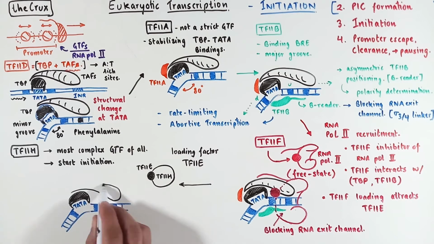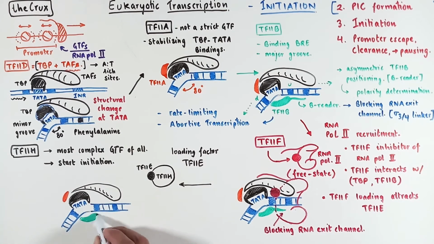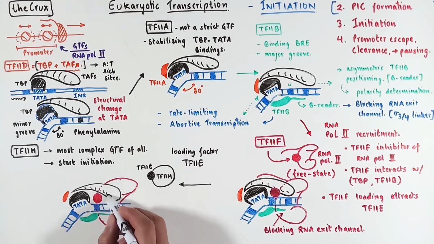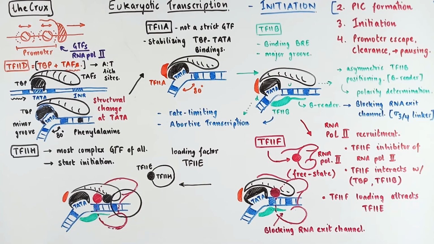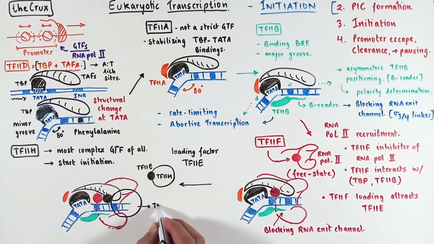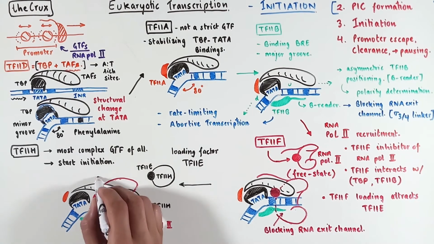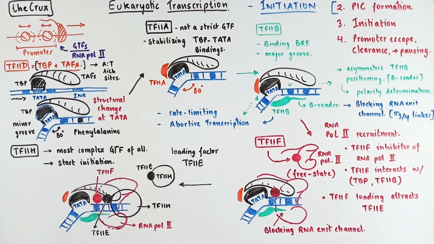Now again, let's just clarify the picture and put TF2H within our complex. Note that TF2E is sitting next to TF2F, and that's because F is what attracts E. And TF2H, which is the major general transcription factor, actually sits downstream of the RNA polymerase, which is right next to the template DNA entry channel. And we'll see why this is important in the next step.